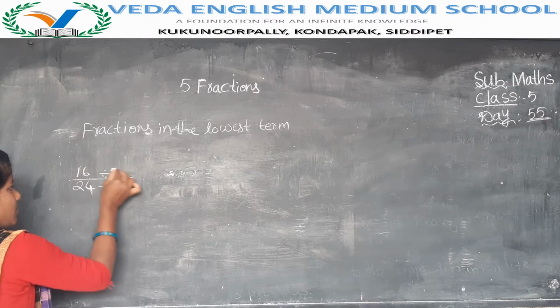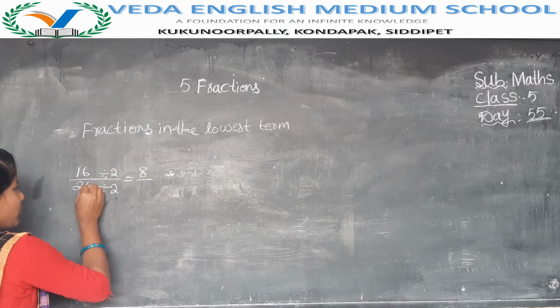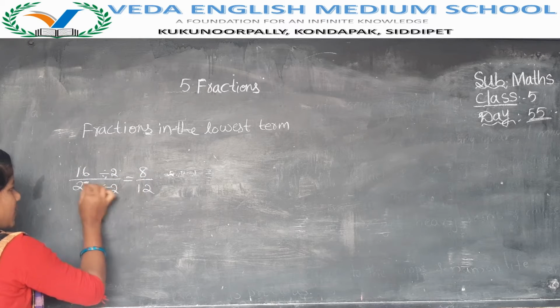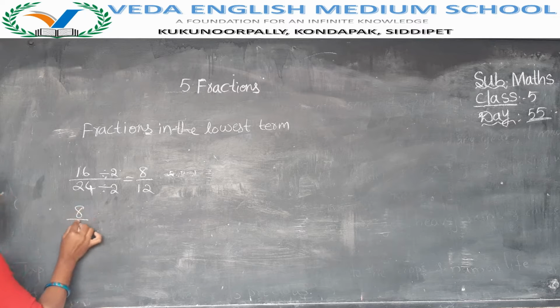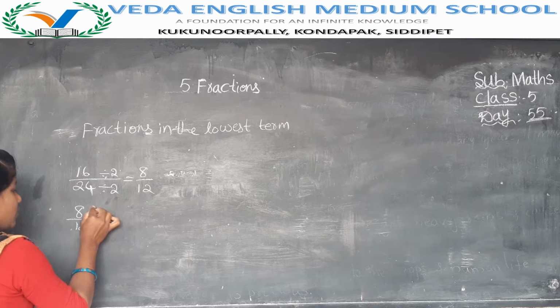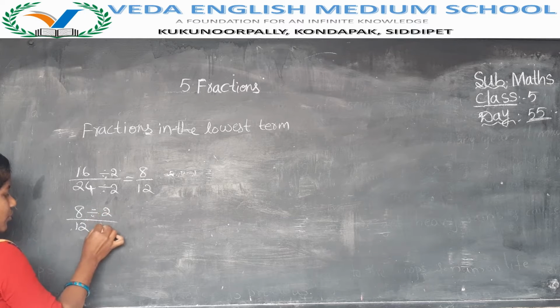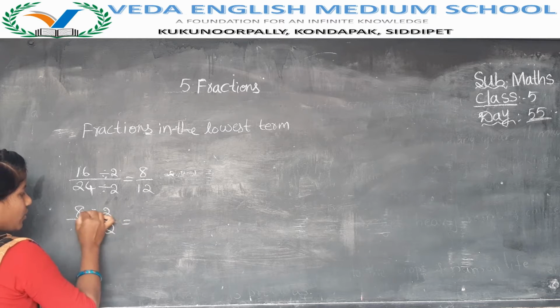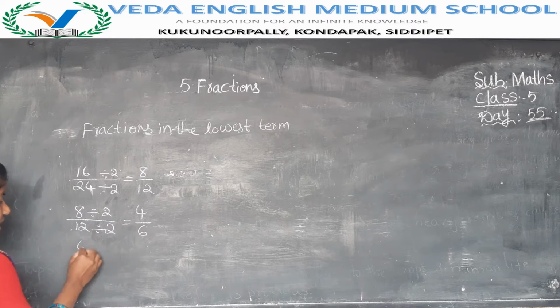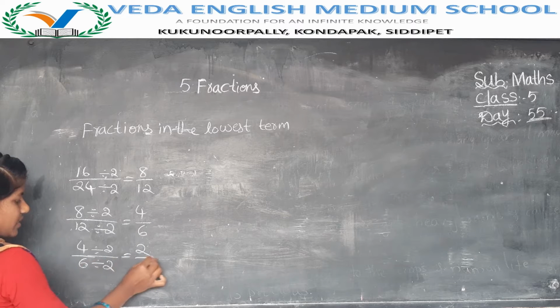In the 2 table 16 is possible, that is 8 times. In the 2 table 24 is possible, that is 12 times. 2 8s are 16, 2 12s are 24. Again 8 by 12. Again both are possible in the 2 table. 2 4s are 8, 2 6s are 12. So 4 by 6. Again 4 by 6, both are divisible by the 2 table. 2 2s are 4, 2 3s are 6.